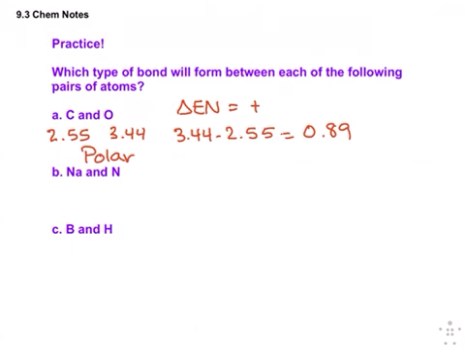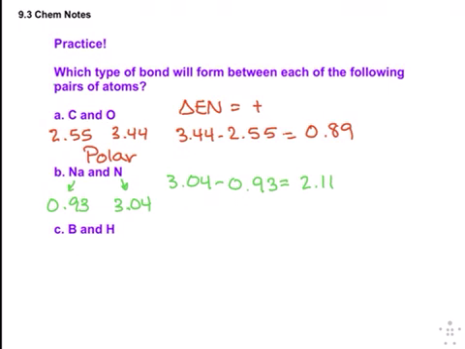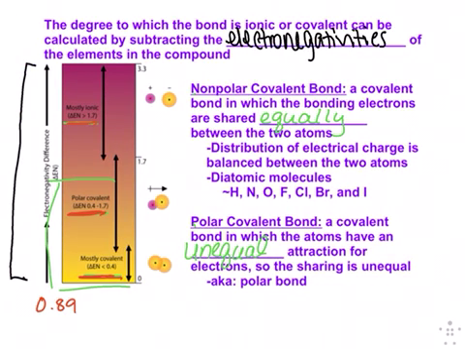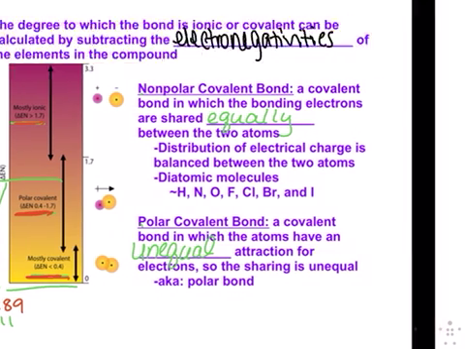Sodium. Sodium's electronegativity is what? 0.93, good. And nitrogen, 3.04. Set it up so that you get a positive number in the end, 3.04 minus 0.93, and you should get 2.11. Going back to the chart here for 2.11, and that should be in which range? The ionic. Very good.